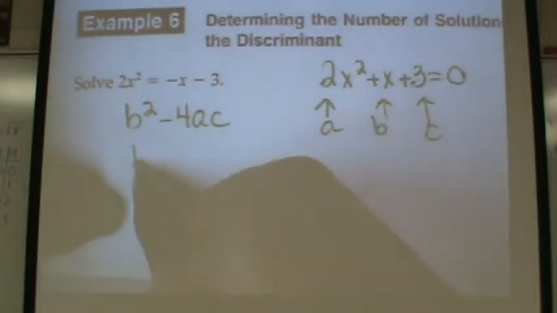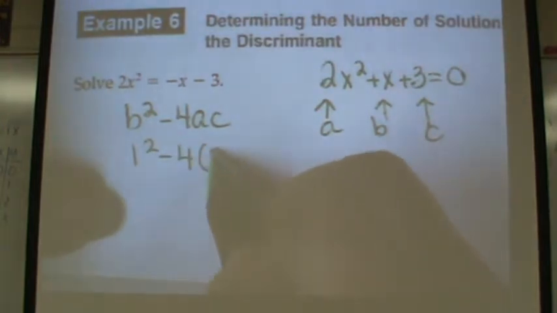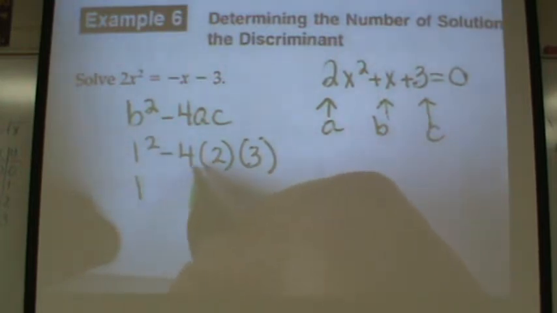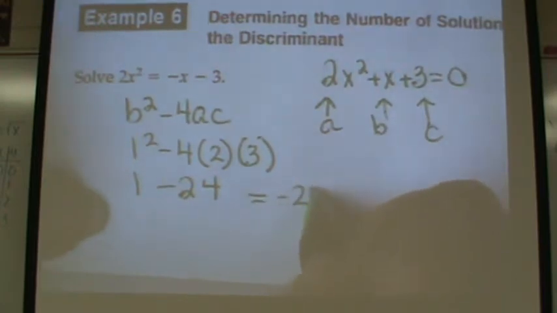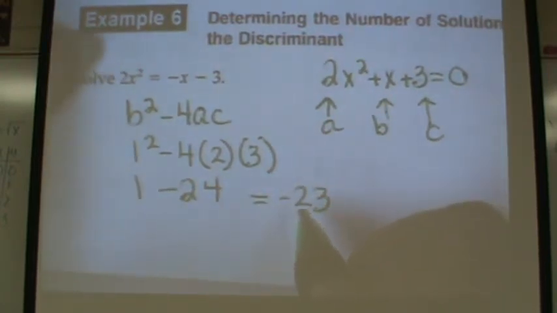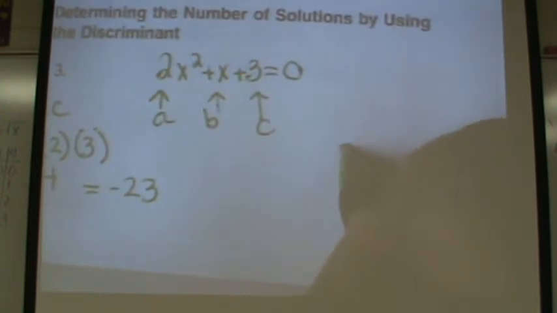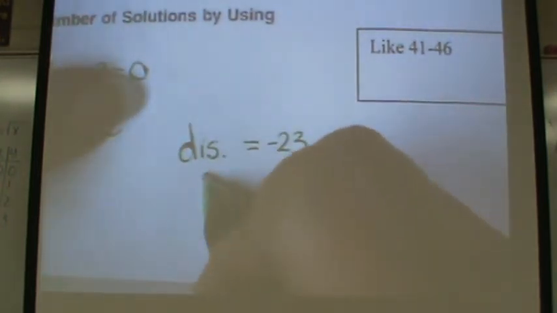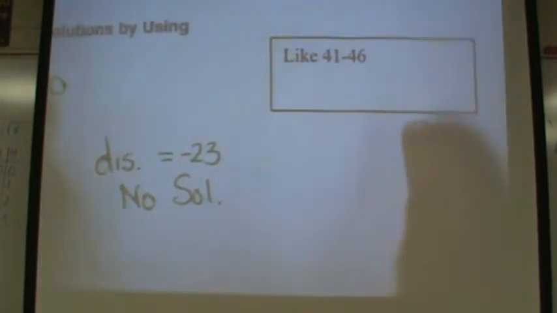So what do we have here? We have 1 squared minus 4 times 2 times 3. 1 squared is 1, and this is going to give you minus 24. So what is your discriminant? It's negative 23. How many solutions are there? There's no solutions. So you will do questions 41 to 46 like that. Next, 2 more and we're done.